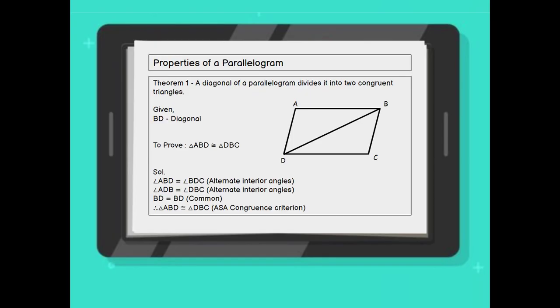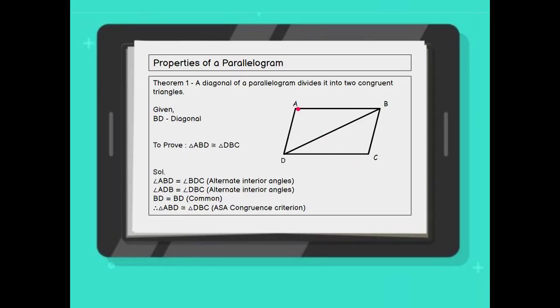Properties of a parallelogram. Theorem 1: A diagonal of a parallelogram divides it into two congruent triangles. So here we have drawn the diagonal BD. What we need to prove? Triangle ABD is congruent to triangle DBC. What will be the solution?